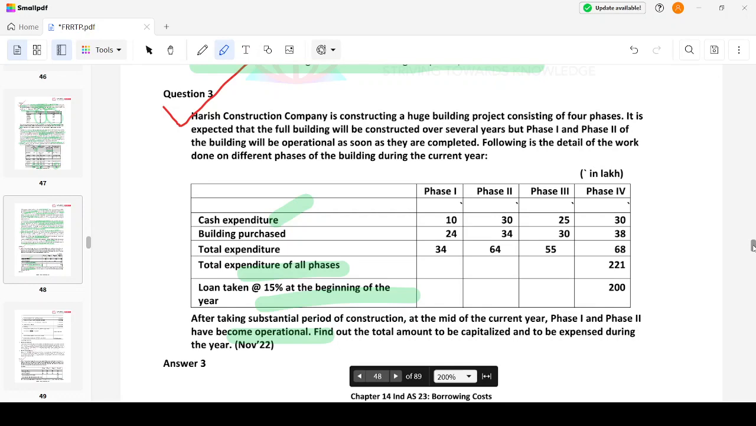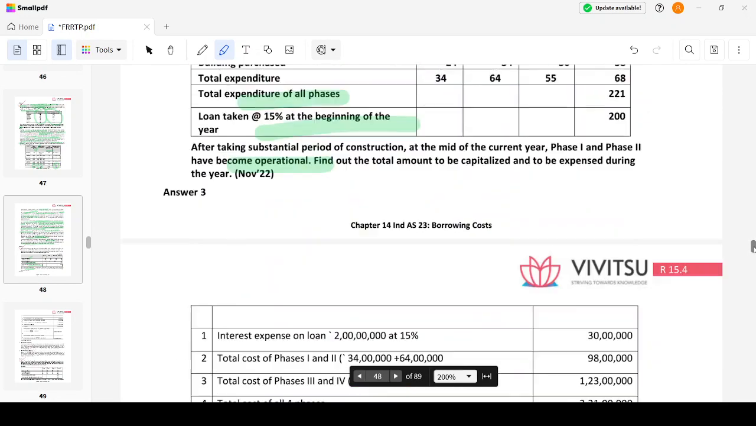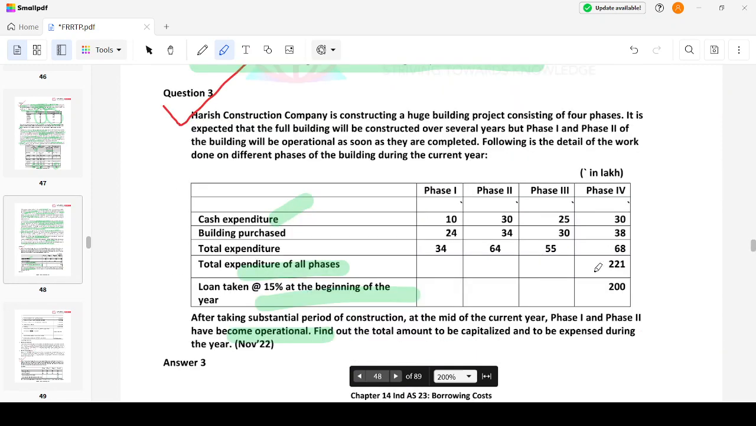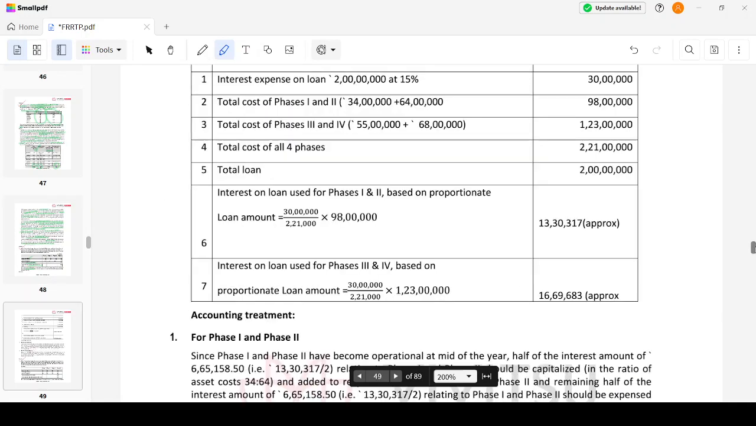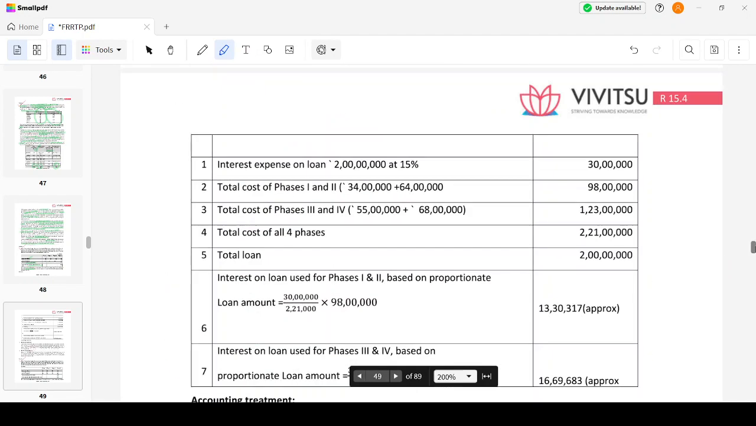Now, answer number 3. Let's move on. Interest expense on loan: what is the interest expense on loan? It is a 2 crore loan, taken at the rate of 15% at the beginning of the year. So I have to calculate the interest for 12 months, which is 30 lakhs. The total cost of phase 1 and phase 2 is 34 lakhs plus 64 lakhs, that is 98 lakhs. Phase 3 and phase 4 are 55 plus 68. Then the total cost of all four is 221. Total loan is this much.